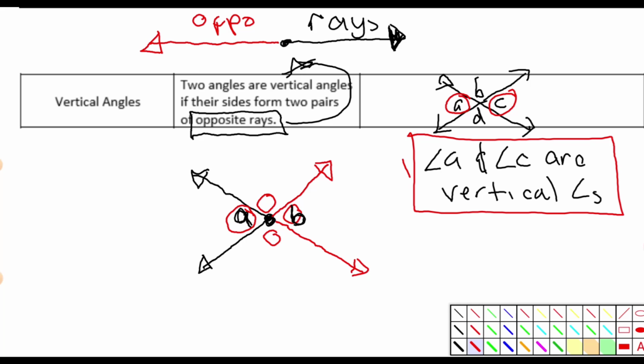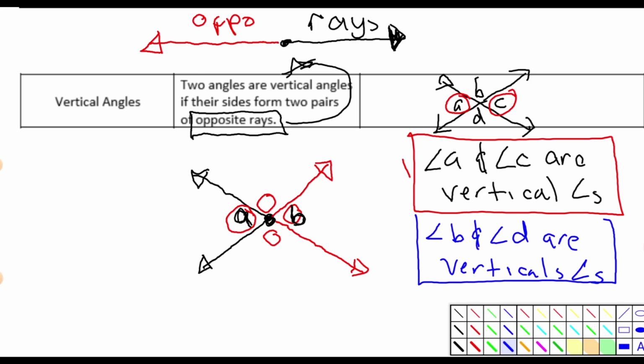Now there's another pair of vertical angles also in this picture, so I'll write it with another color. In this same picture, angle B and angle D are vertical angles. So we actually have two pairs of vertical angles in this picture. Those are the ones that are across from each other, okay? We're going to learn more about those as we get going, but I just want to go over the vocab today.